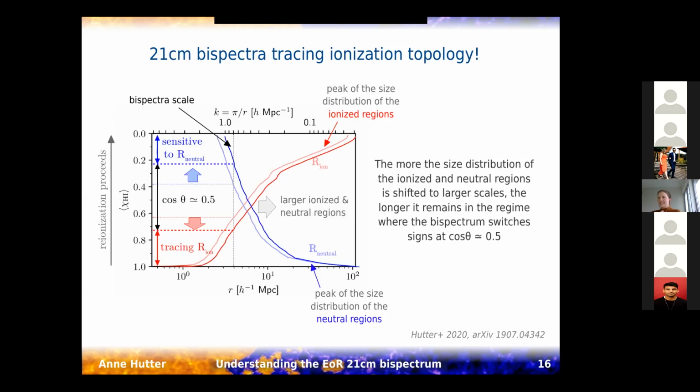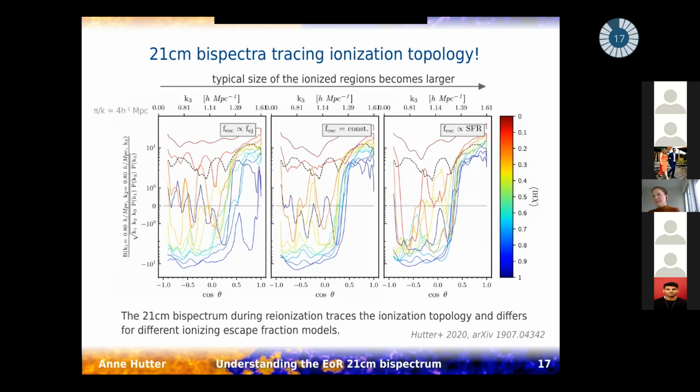And this is exactly what you will see. Now, if you plot all the bispectra, what you see here, color-coded, is the average neutral hydrogen fraction. A completely neutral universe is in blue, and then we go towards an ionized one in red.